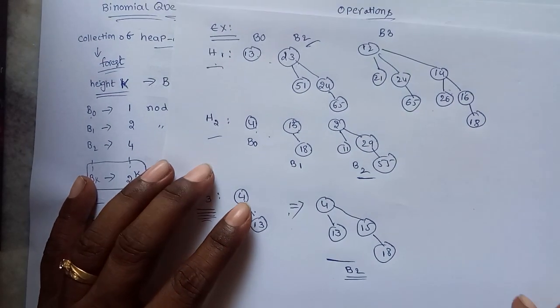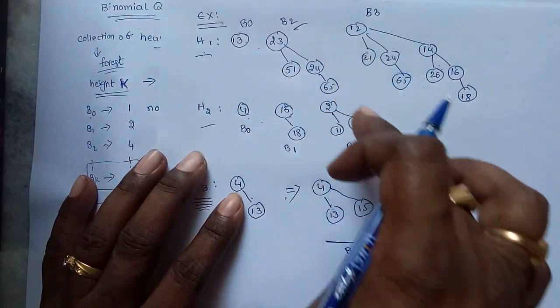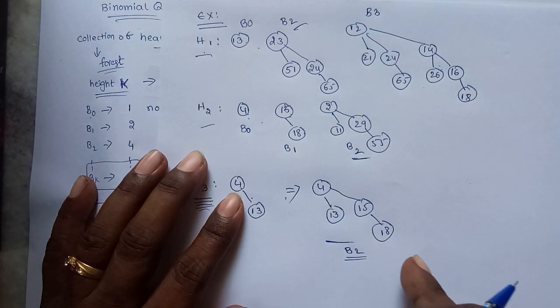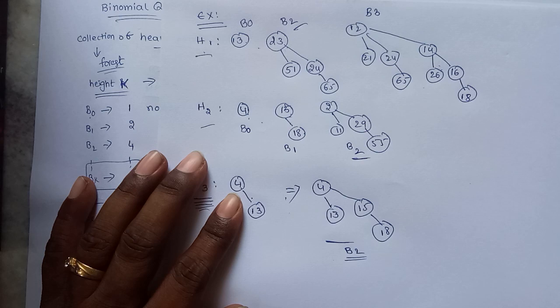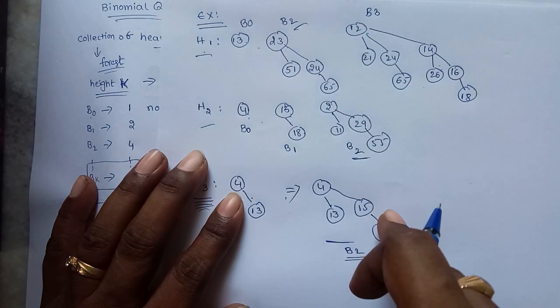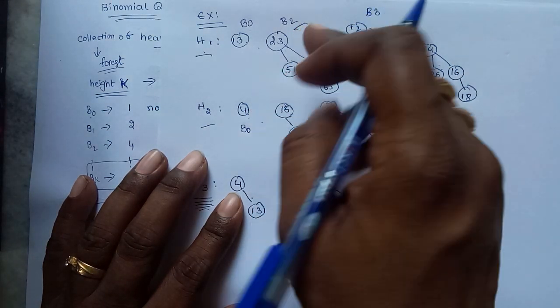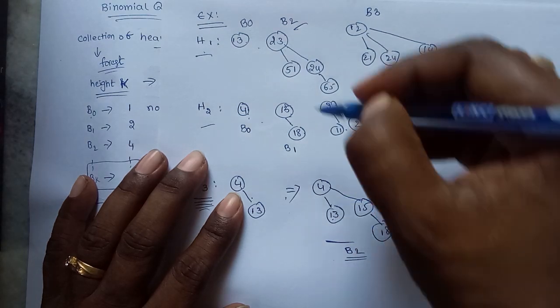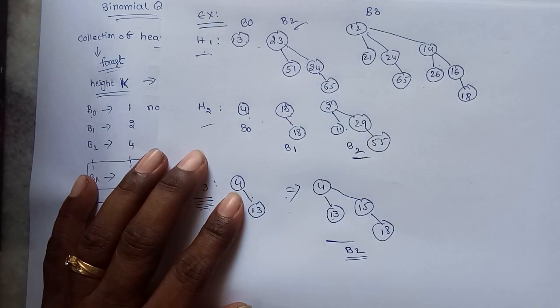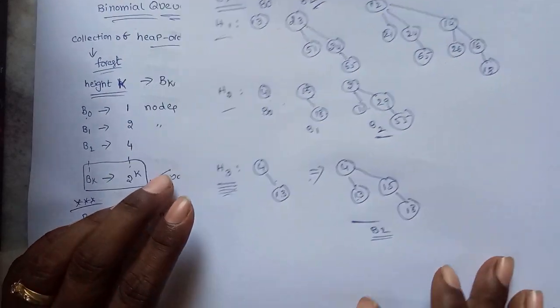Now we have 3 B2s. Among the 3 B2s, we have to merge only 2 B2s. So which one do you have to merge? Based on your wish, you can merge any of these. You can merge these 2 B2s, or these 2 B2s, or these 2 B2s. Among these 3, we are merging any 2 B2s.